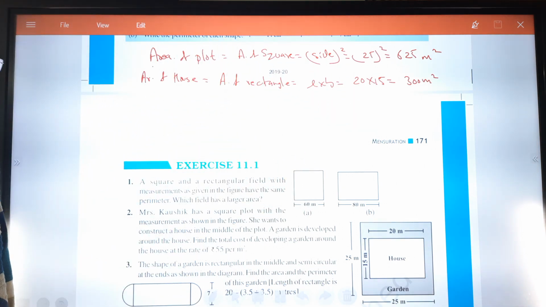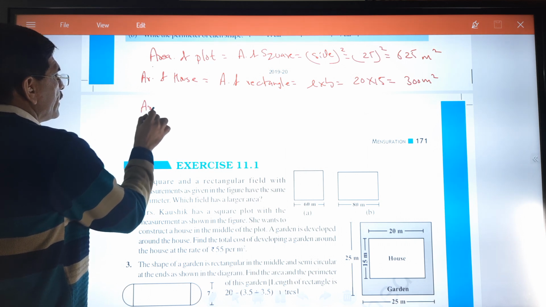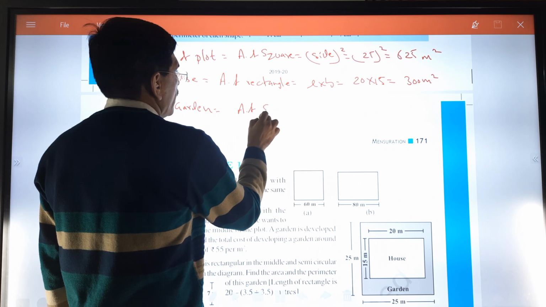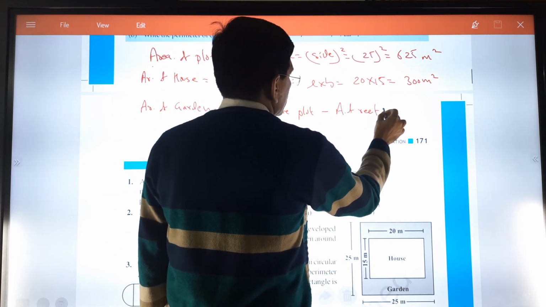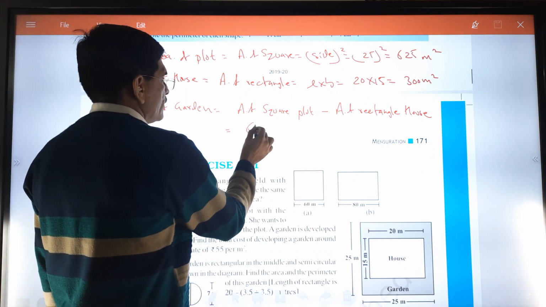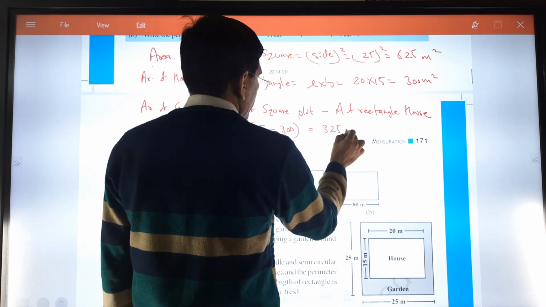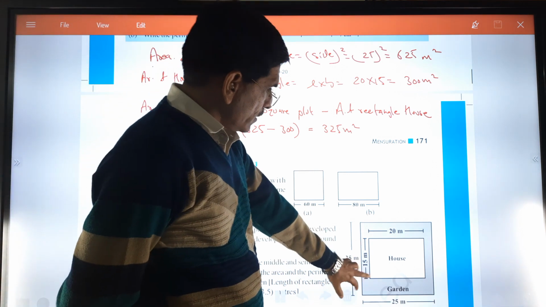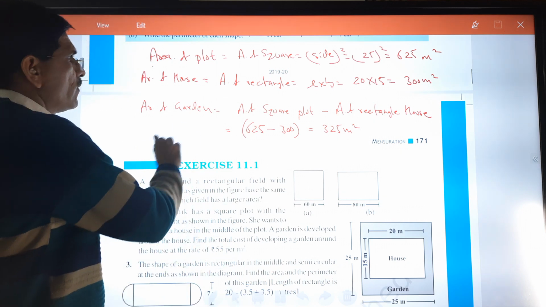Area of plot is 625 meter square. What we have to find is the area of garden. How can we find the area of garden? Area of square plot minus area of rectangle house. Area of square plot is 625 minus area of rectangle house, that is 300. So 325 meter square is the area of garden. Here the house is 20 into 15, the plot is 25 into 25, and we have to find the garden. So the area of garden is 325.